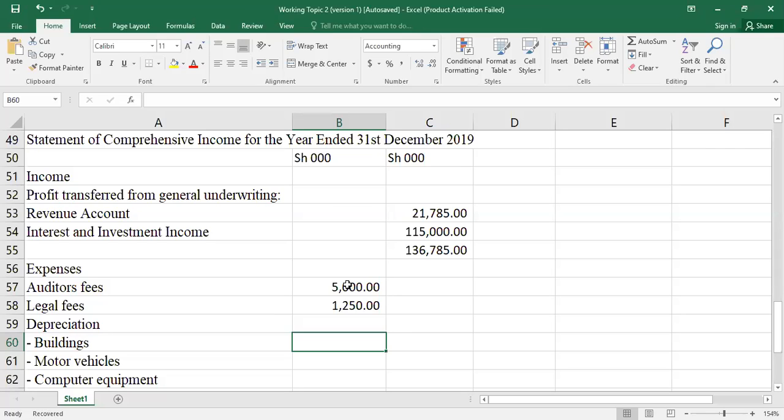Who got a different figure for depreciation? But up there, we have the depreciation for the previous year. If you look at the depreciation that we are given, it dates back to January, isn't it? The depreciation figure was 17,000 as at 1st January 2019.